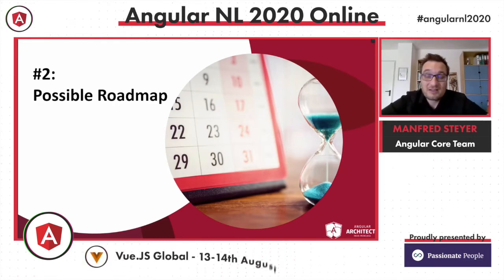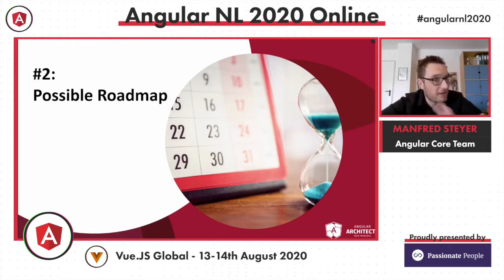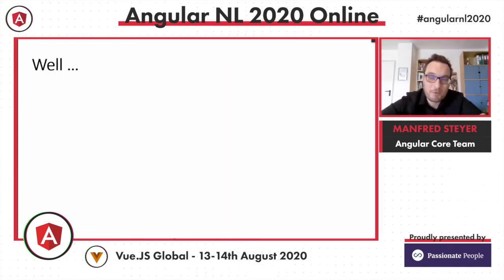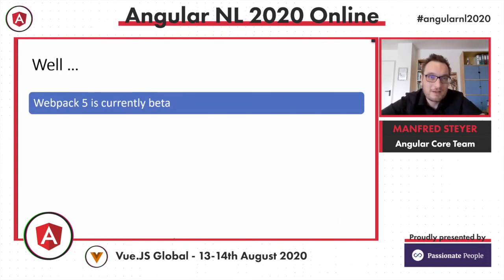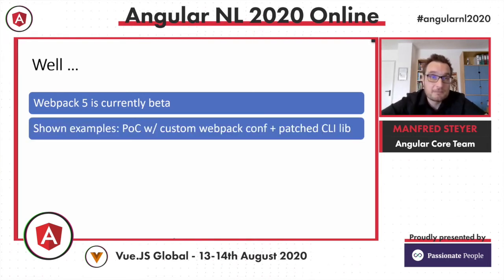And the thing is, there is no official roadmap. But if I look into my crystal ball, I can predict the possible future. Namely, Webpack 5 is currently in beta, and rumor says it will be out in late summer, perhaps early fall. And if this is the case, it comes early enough to be incorporated into the Angular CLI.